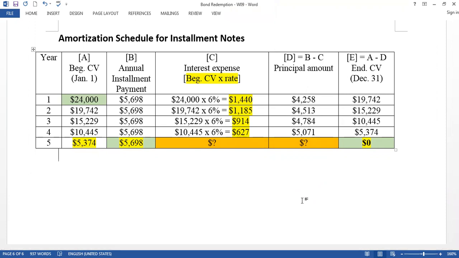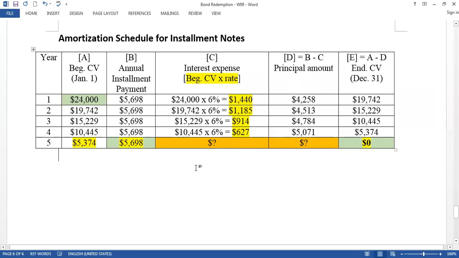Because you have a chance to make a mistake here. Here you cannot apply the formula of beginning carrying value times interest rate. You cannot follow this. Now, first we are going to prove how we know it is 0 at the end of year 5. So this is the formula.